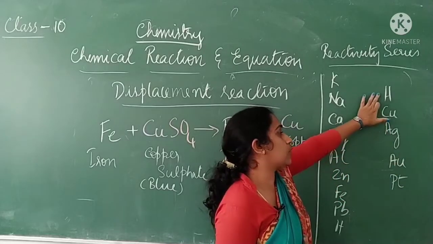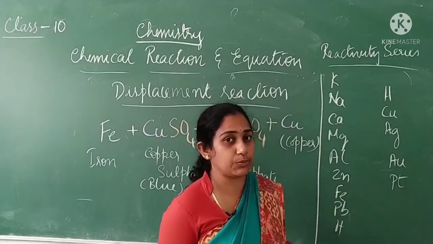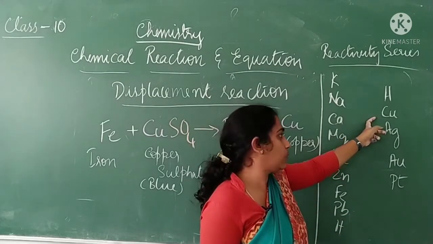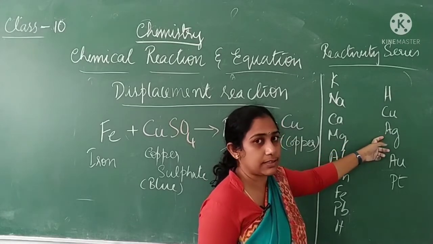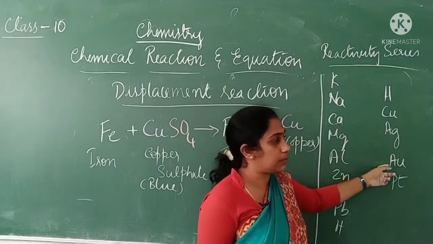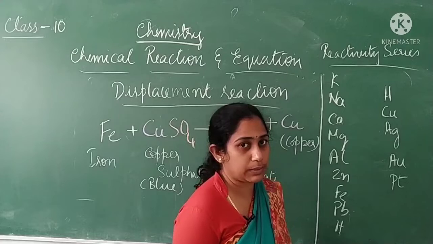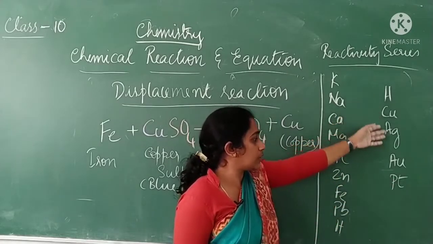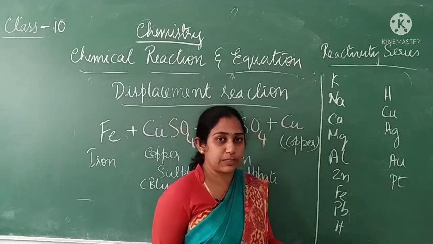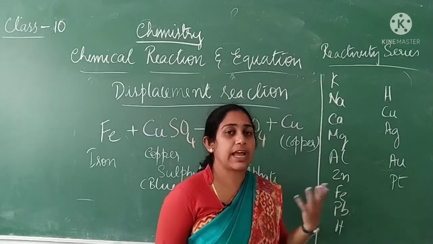Just see, whatever elements come below hydrogen go in the increasing order of their value. You know, copper has less value. Next, silver is a little more valuable than copper, gold is still more valuable than silver, and platinum is the most valuable of all these metals. So it goes in the increasing order of their value but decreasing order of their reactivity. The more valuable and precious the thing is, the less reactive it becomes.